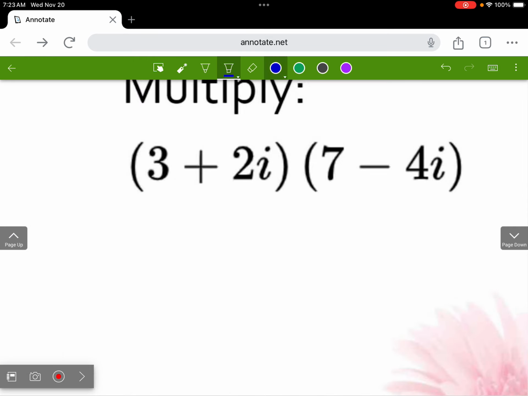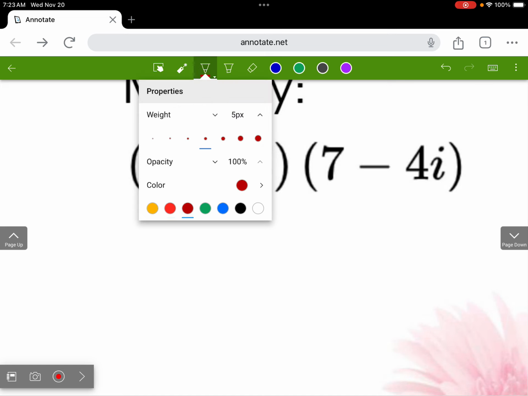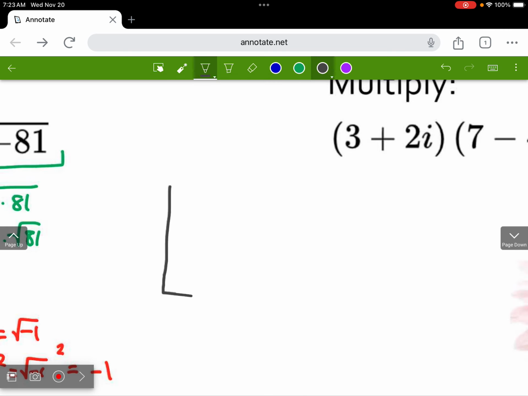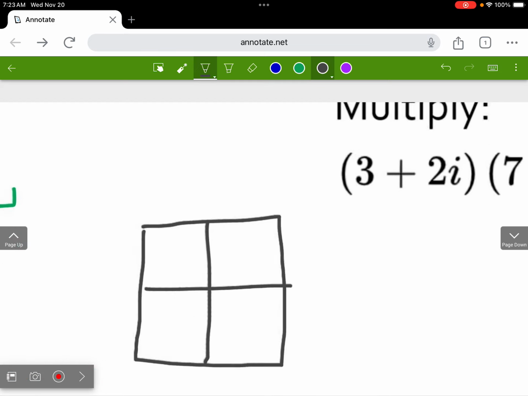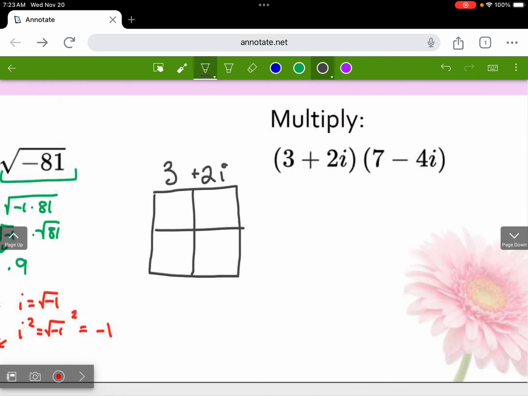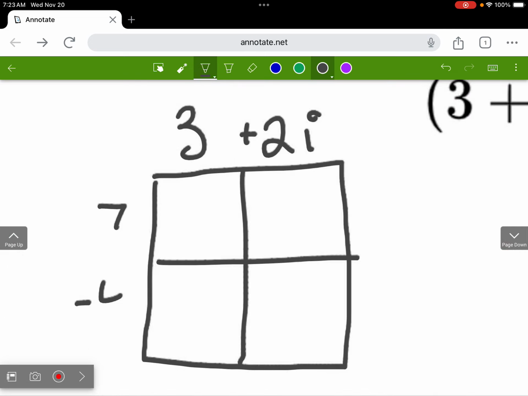How about on the right-hand one? What are we going to do? You can absolutely box it, or you could distribute it. Either way is fine. I'll do a box. When we box multiply, we put our factors on the outside. So my 3 plus 2i goes on one side, and my 7 minus 4i goes on the other side.